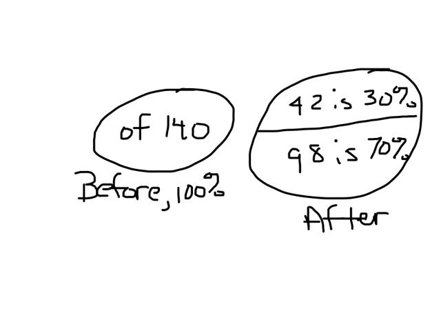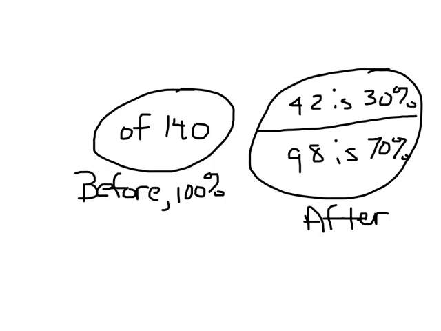Alright, so on the left you're going to have two circles. On the left is going to be the before circle, and the right is going to be the after circle. The before circle always starts out at 100%, and it usually gives you a number that is 100%. Then the second circle is going to be the after. After that 100% is broken up or reduced in some way.